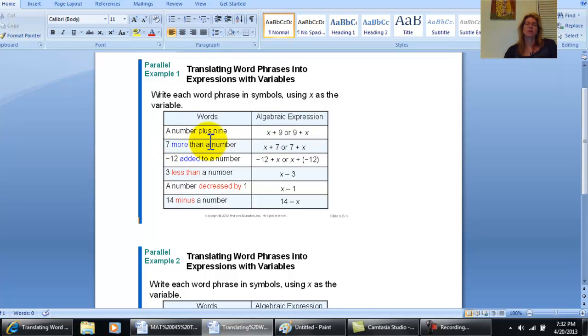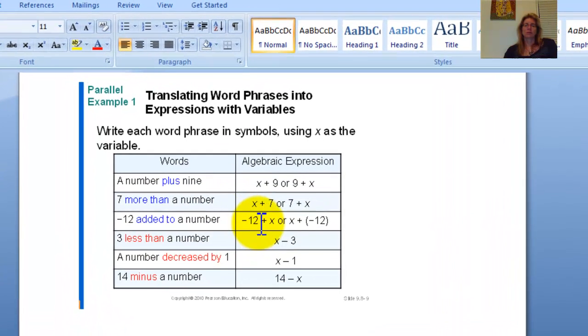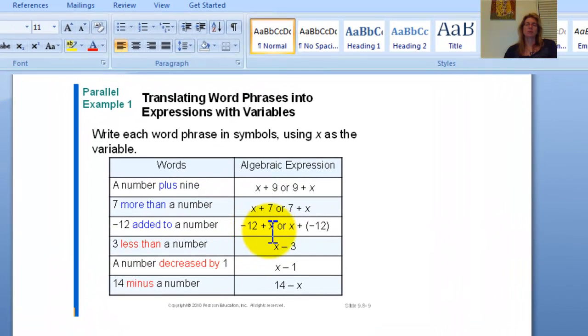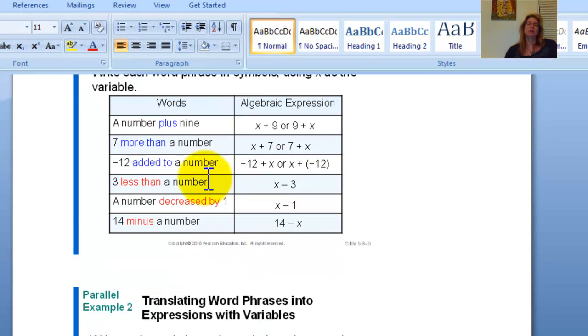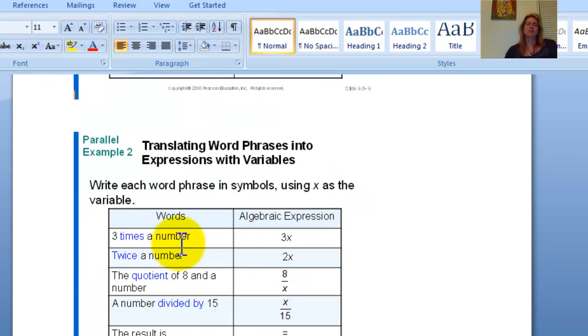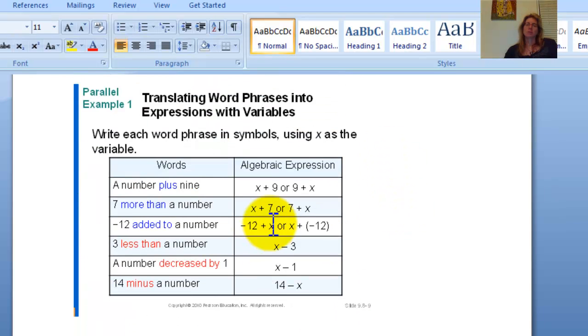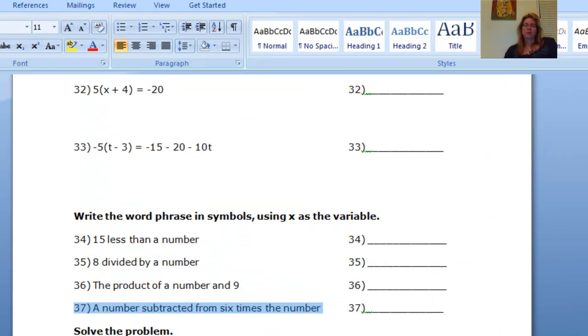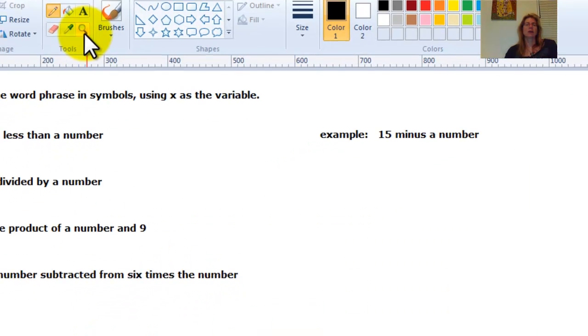7 more than a number. More than also means adding. 7 more than a number. Negative 12 added to a number. Make sure you do a negative 12 plus x, a number, etc. So it's showing you these examples, and you come down here and you look at multiplication and division examples. Those examples are helpful when you're trying to solve these problems. So in these here, let's take a look at it.